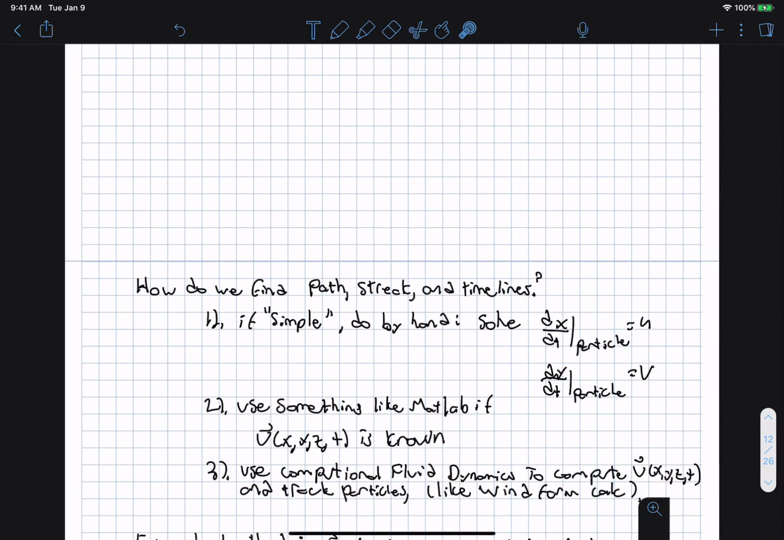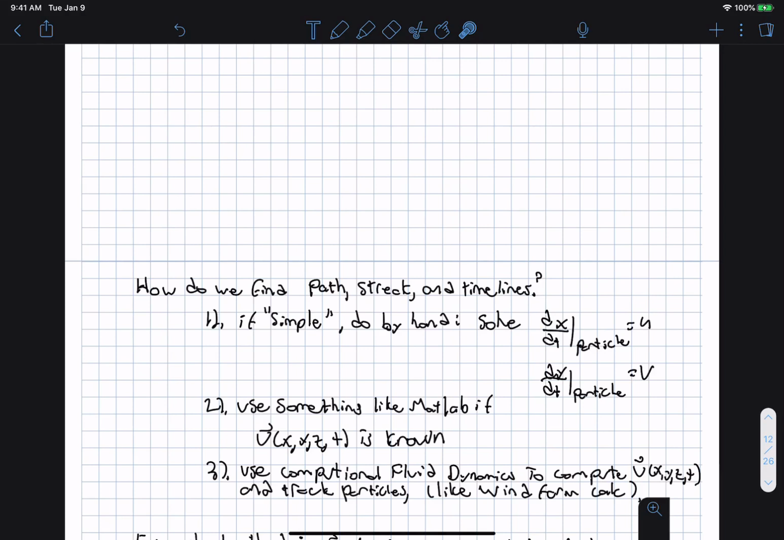So now, I gave you these examples and showed you at least one way, but in general, how do we find pathlines, streaklines, and timelines? Well, if it's simple, you do it by hand, and I'm going to give you an example in a few minutes where you solve these differential equations by hand in 2 dimensions. There aren't many flow fields where you can do that nicely. A lot of times, these differential equations are nonlinear, they're a function of time, and you just can't do it by hand.